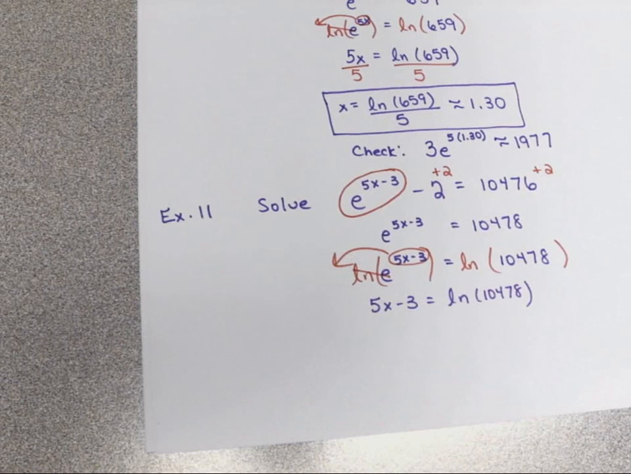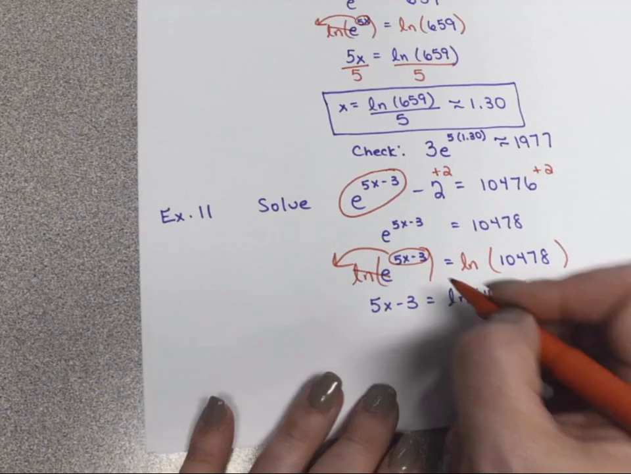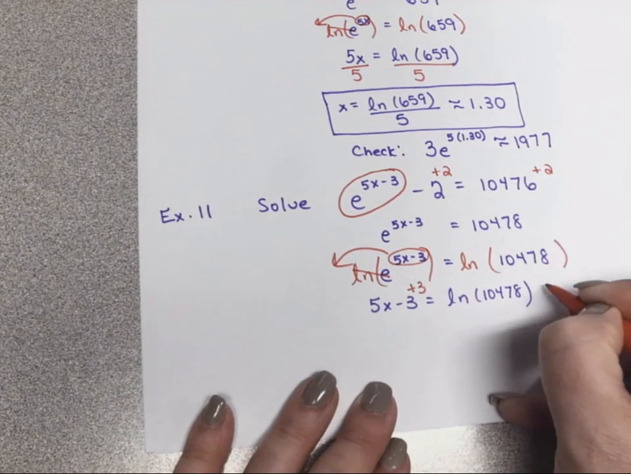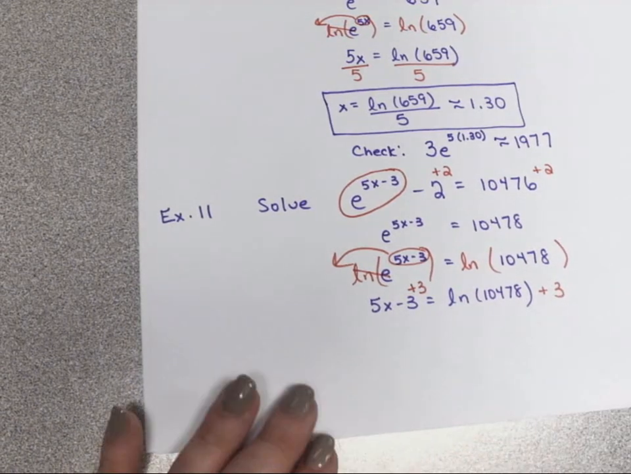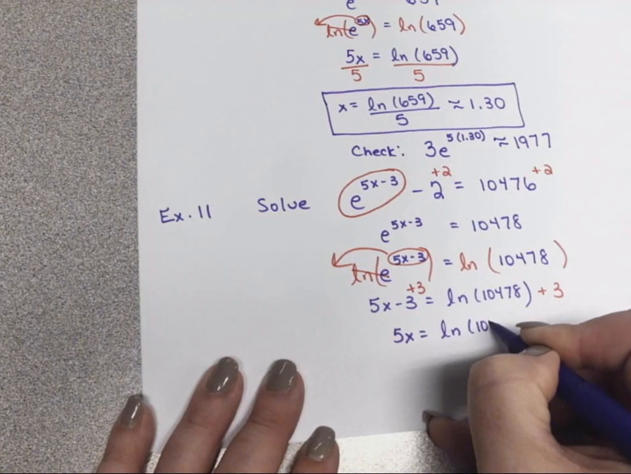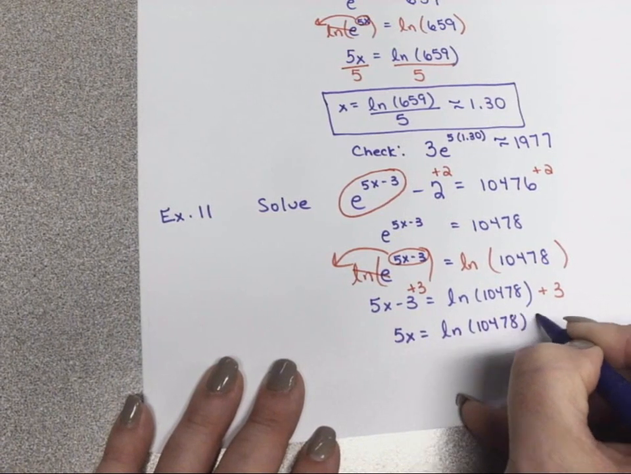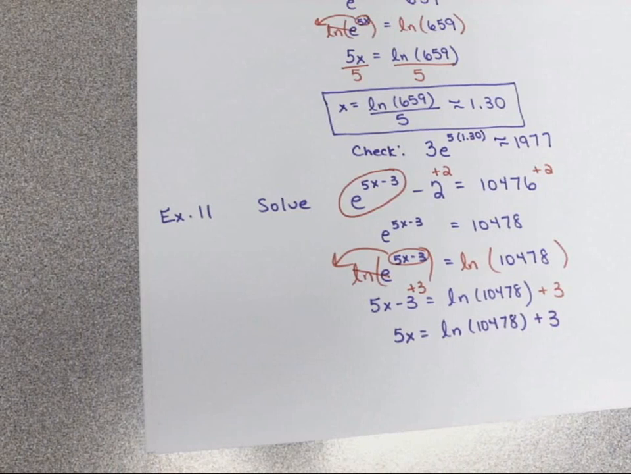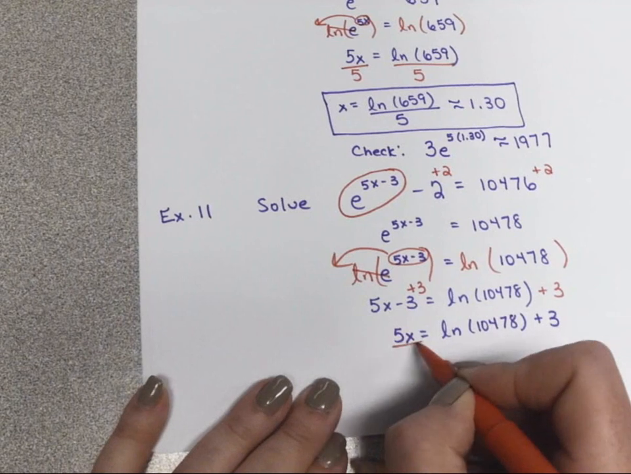So I'm not quite there. What do I need to do now? I need to get x by itself, right? I'm trying to solve for x. So now what would I do? Probably add 3 to both sides, right? Do not combine terms that are part of a log. So leave this as 10,478 and then just say 3 is being added to it. You're not allowed to make that 10,481 if you're tempted to do that. So just leave it alone. And then what would be the last step if I wanted x by itself? Divide by 5.